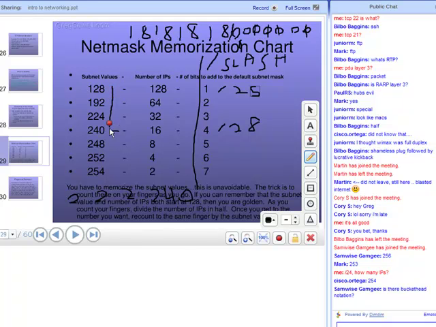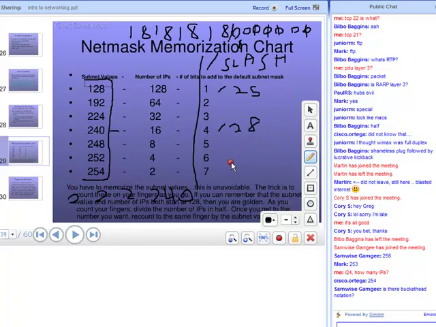Now it's unavoidable. You've got to remember this chart. You've just got to memorize it. Straight memorization, which I hate doing. There's very few things that I memorize, but the subnet values are 128, 192, 224, 240, 248, 252, and 254. Just saying it repeatedly and using it all the time. It's the only way it's going to stick. And that's just something you got to memorize.